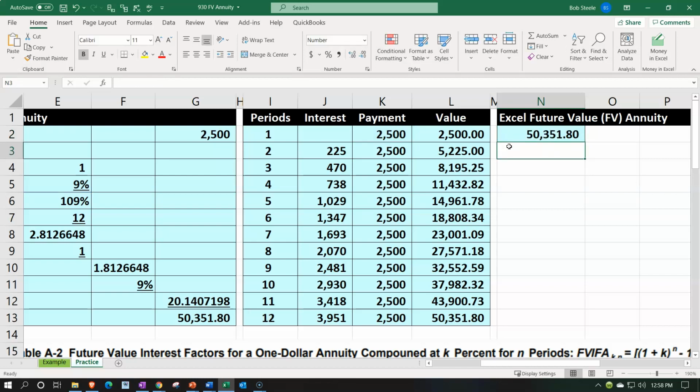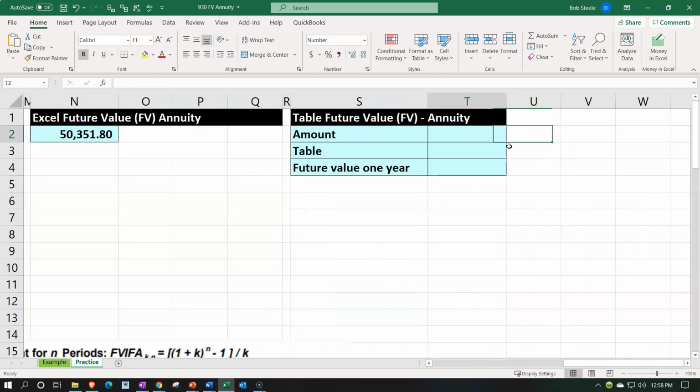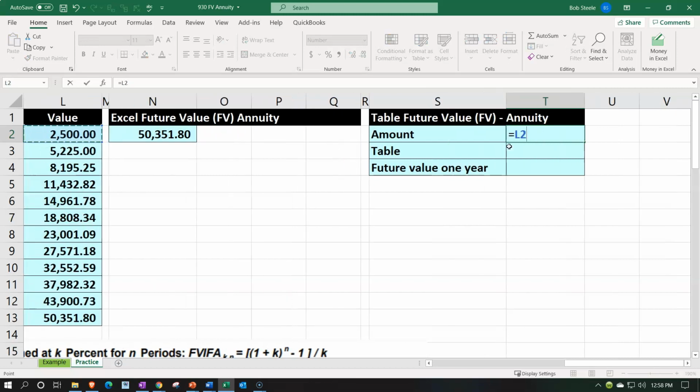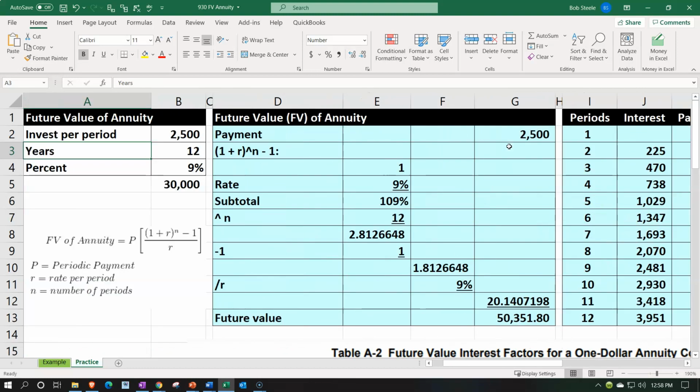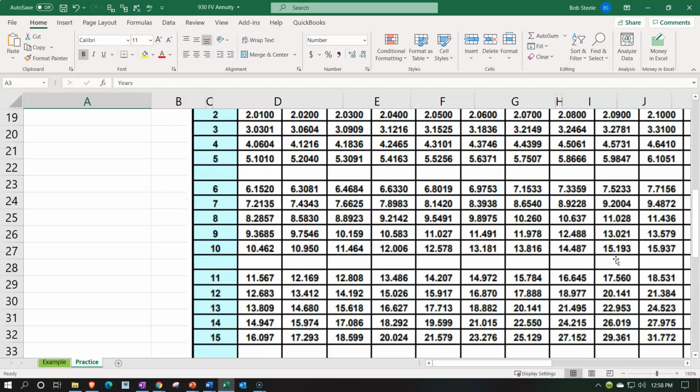There it is, once again, done the magic way. Next time we'll do it the table time way. Table time way, we're going to say it's the annuity amount once again. And now we'll pick up the amount from the table, making sure that we're picking up the proper table, this being the future value table of an annuity, as opposed to future value of 1. 9%, 12 periods.